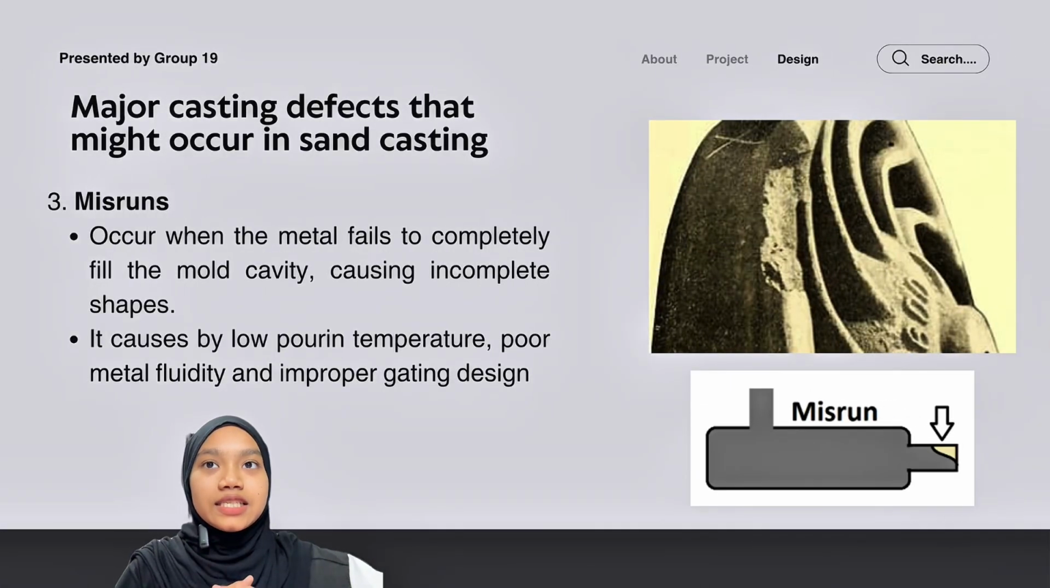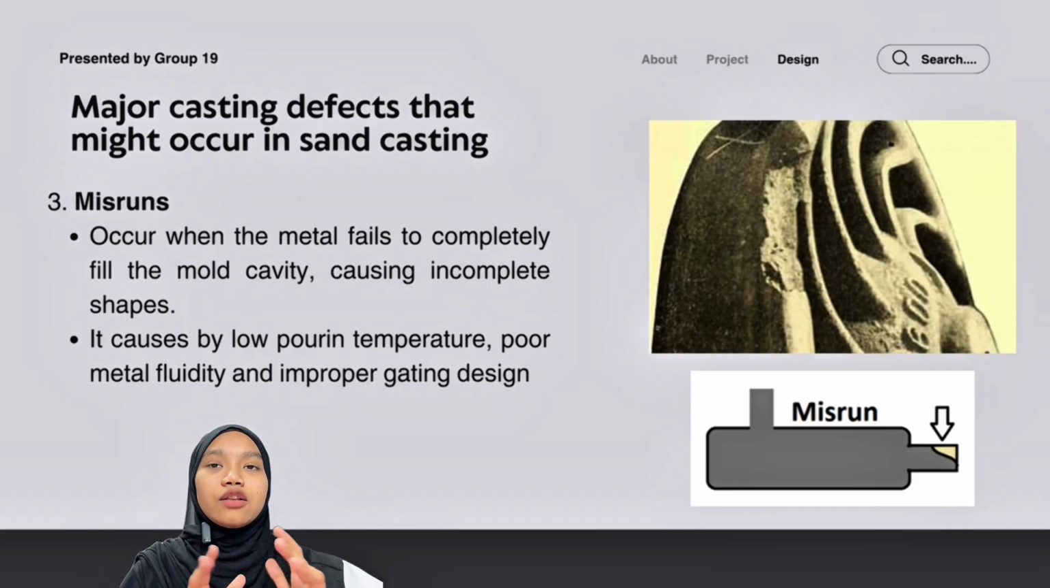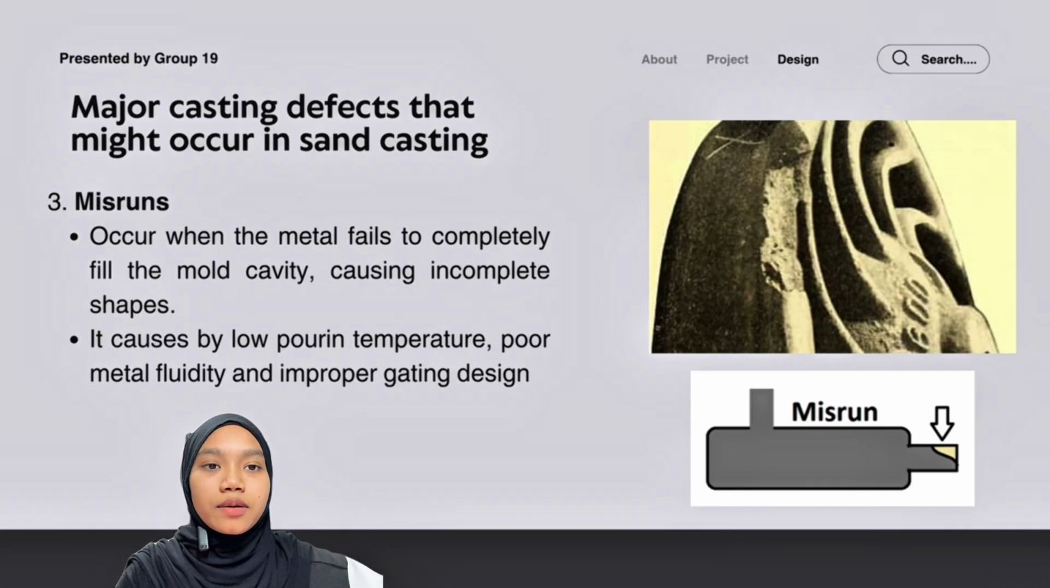The third one is misruns. Misruns occur when the metal fails to completely fill the mold cavity, causing incomplete shapes. It is caused by low pouring temperature, poor metal fluidity, and improper gating design.